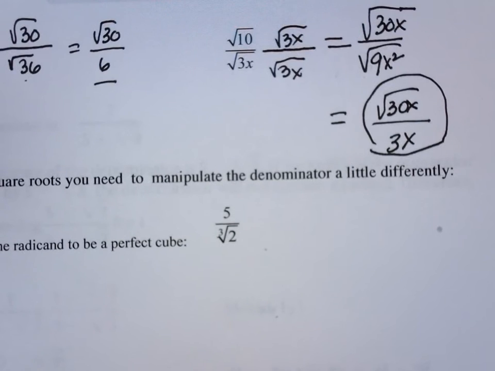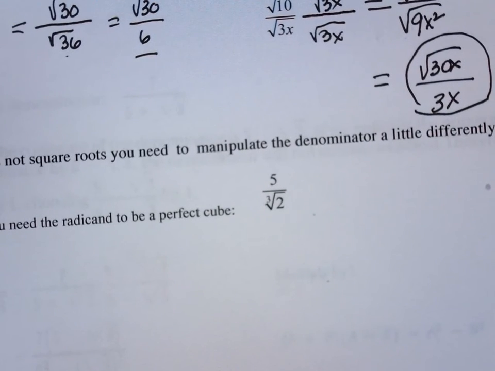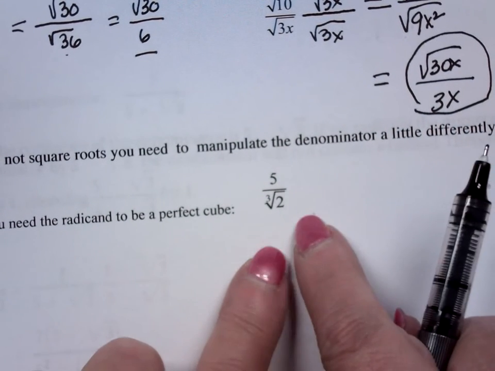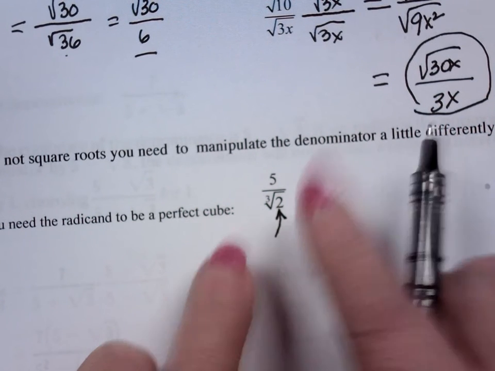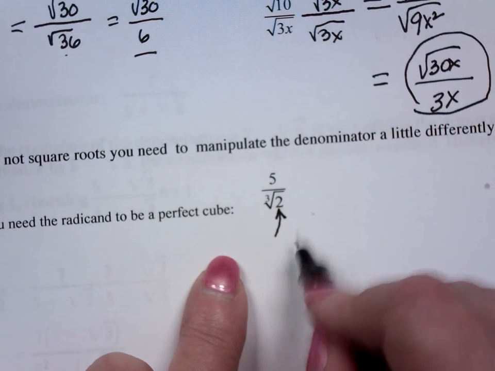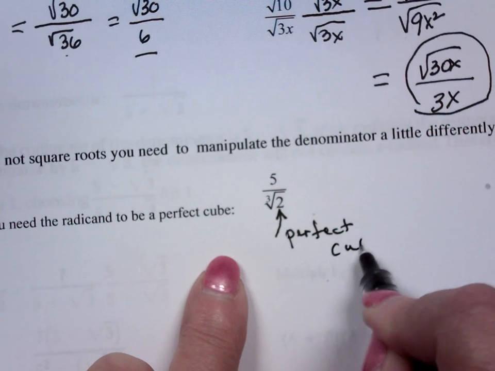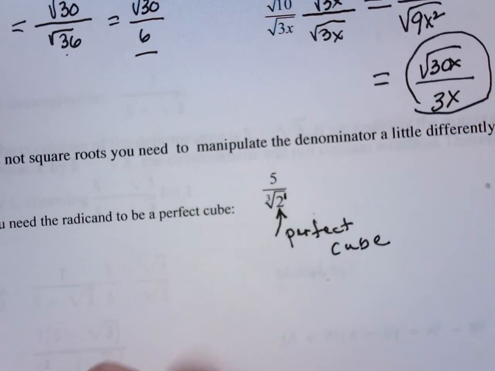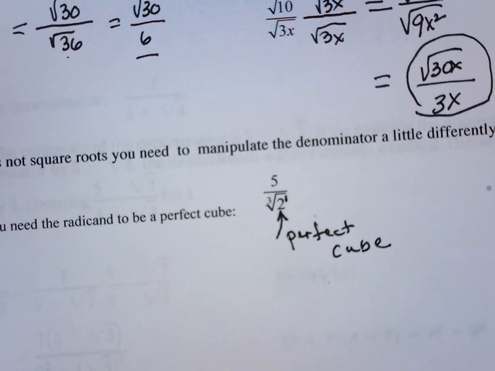Well then, what about something that's not a square? A cube, fourth, fifth. Here's the concept. If I want a radical to go away and it's a cube root, this radicand needs to be a perfect cube. Now, this is a 2 to the 1 power. A perfect cube would be a 2 to the third.